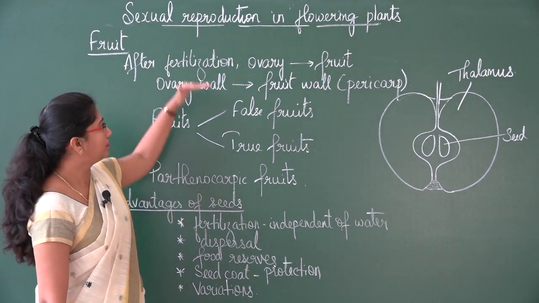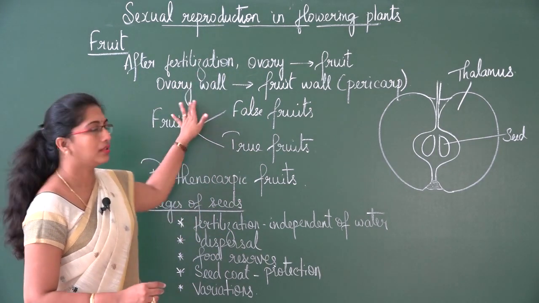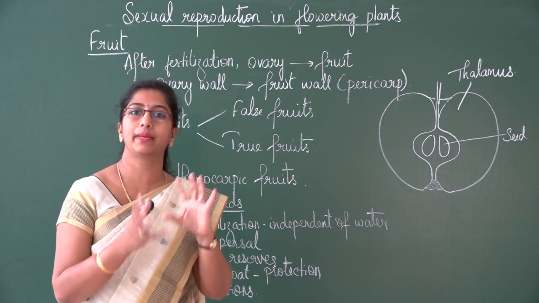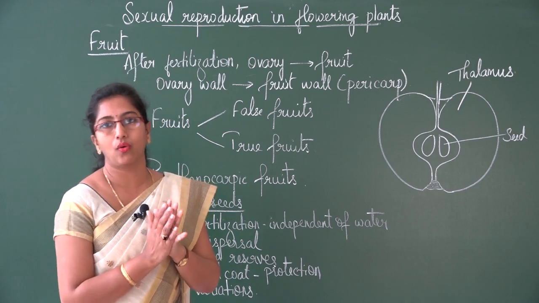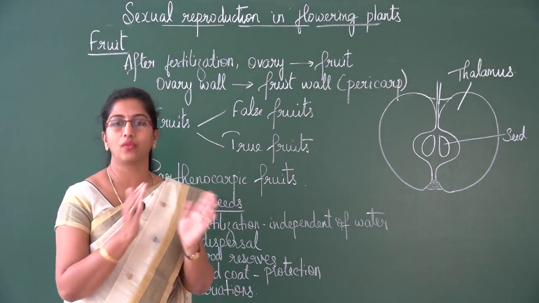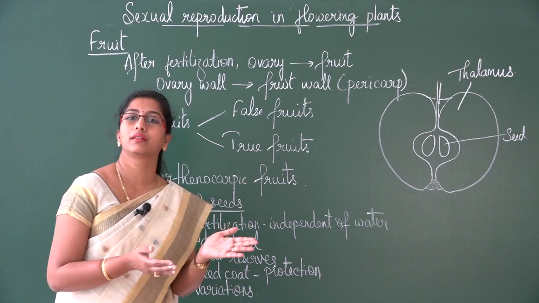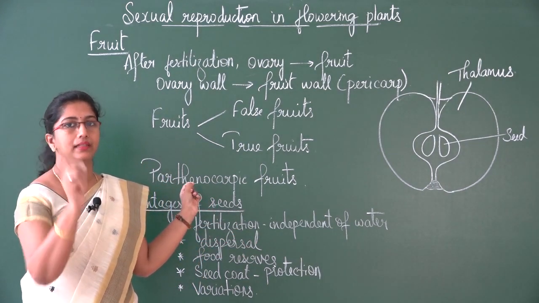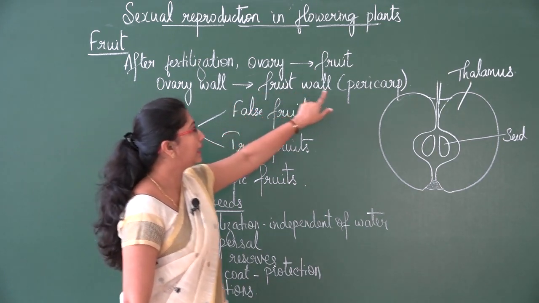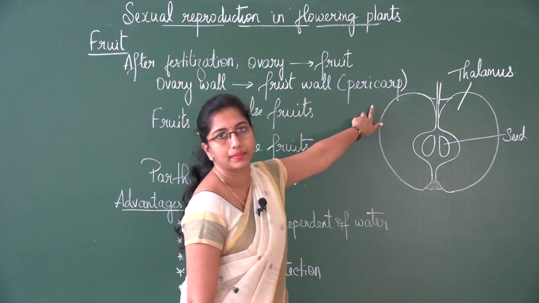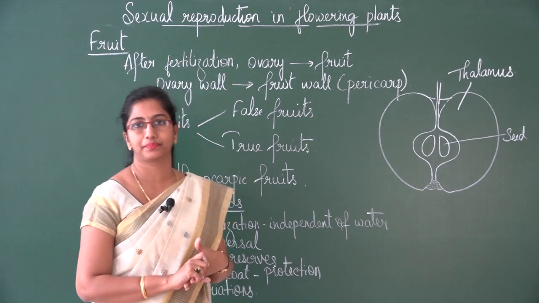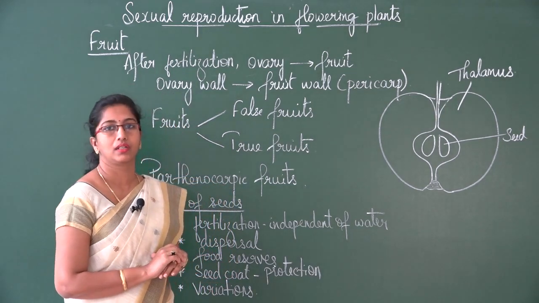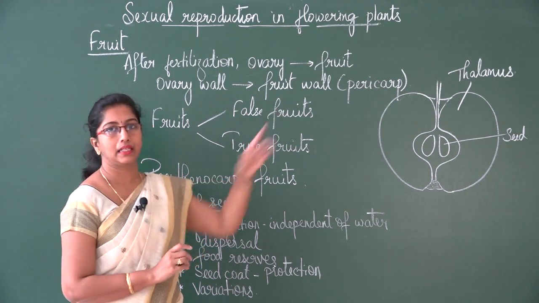So fruit is being developed from ovary. So you need to compare the structure now. The ovary wall is becoming the fruit wall. And now we use a separate term for that. For the fruit wall, it is called pericarp. This is again a 1-mark question. What is pericarp? So the fruit wall is called as pericarp.